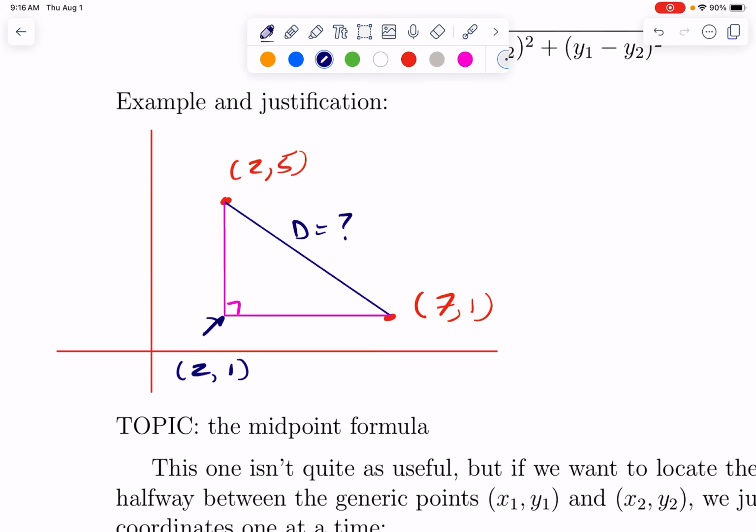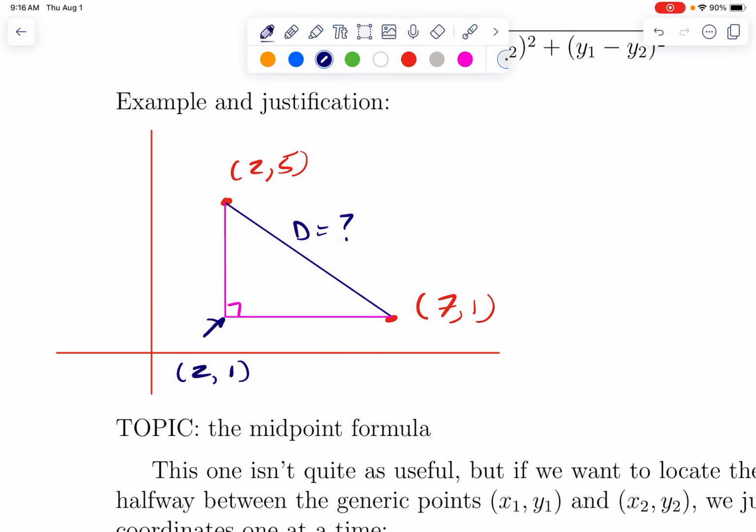What's really nice is when things are horizontal or vertical, it's very easy to compute how far apart they are. Here I'm traveling perfectly horizontally. Here I'm at x equals 2, here I'm at x equals 7, so those are 5 units apart. Here I'm traveling perfectly vertically, those are 4 units apart.